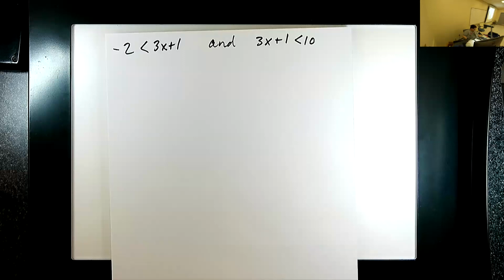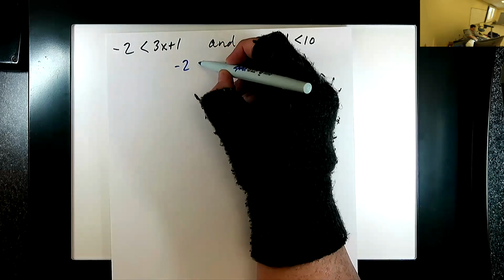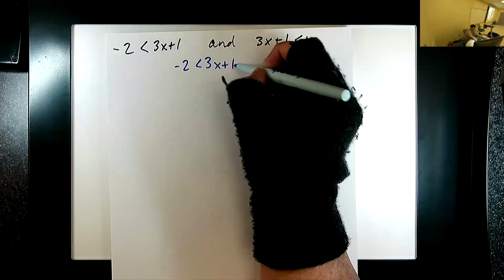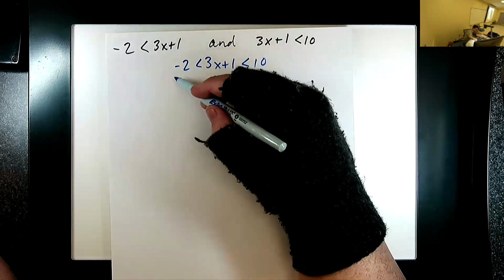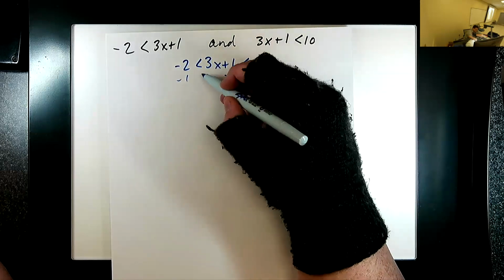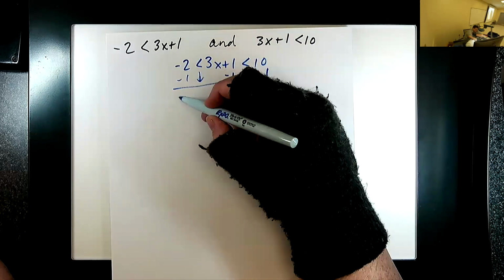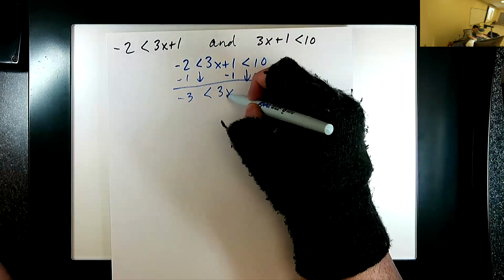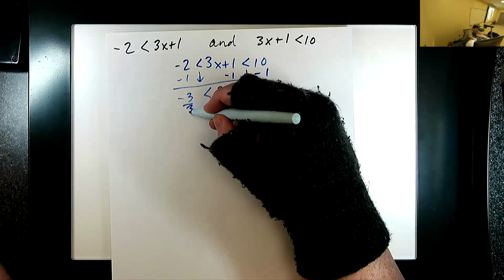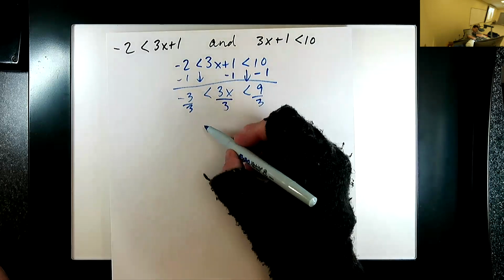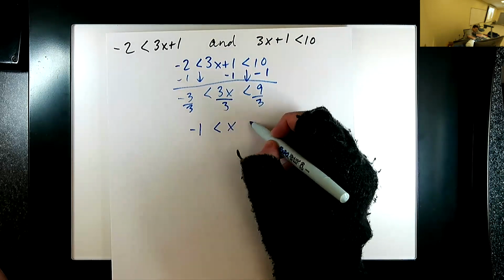All right, so let's finish this out. Let's put these together. -2 is less than 3x plus 1 is less than 10. Subtract 1 from everywhere. I get -3 is less than 3x is less than 9. Divide by 3. I get -1 is less than x, which is less than 3.